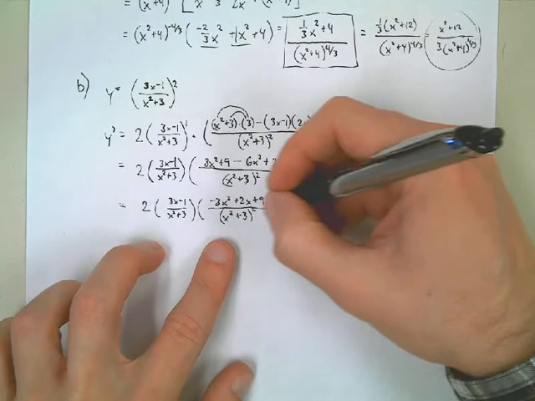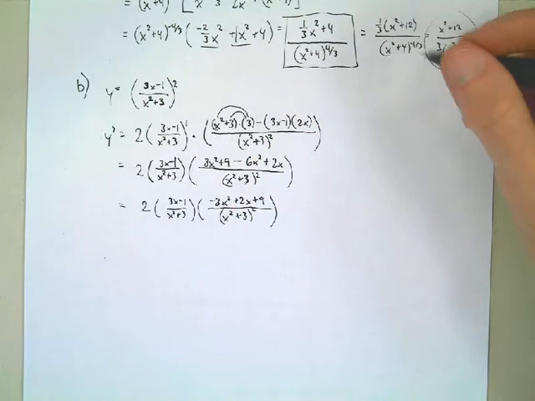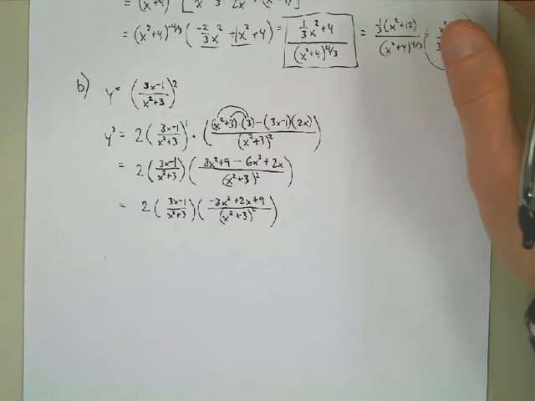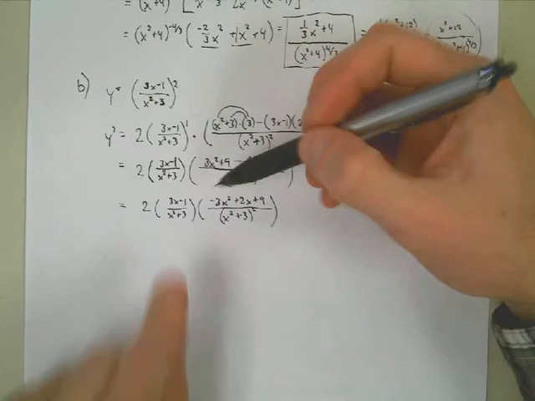Is that pretty much as much simplifying as it's going to ask us to do? We can do a little bit more here. Oh yeah, we can do more. So we're not going to FOIL out the numerator. I would not FOIL that out.